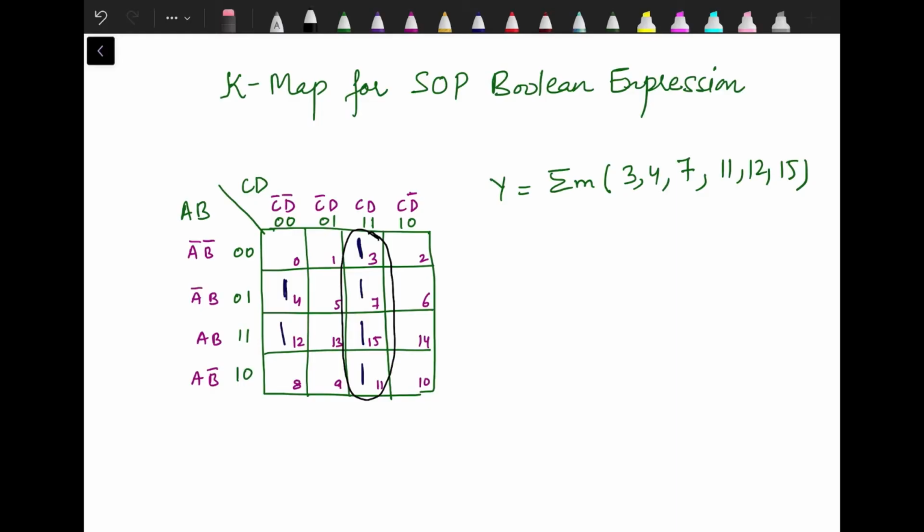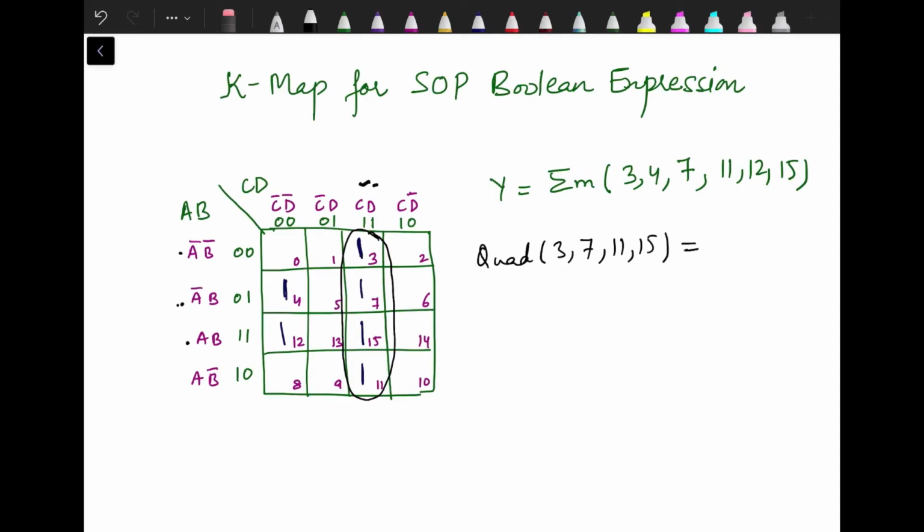Now corresponding to this column, we need to check each row and see whether any variable is remaining the same or changing when we are moving from the first cell to the last cell. If we move from here to here, we see that b is changing from 0 to 1, so b is not there in the expression. When we move from here to here, we see that a is changing from 0 to 1, so a is also not there in the expression. So a and b get eliminated, while on the column side, c and d both remain the same. So we have a quad made up of 3, 7, 11 and 15.